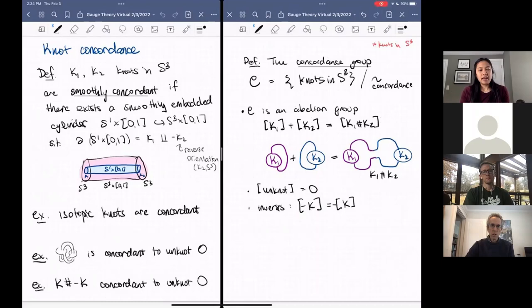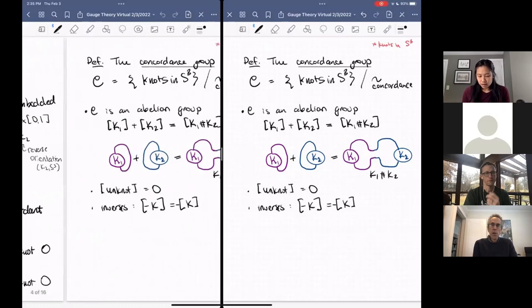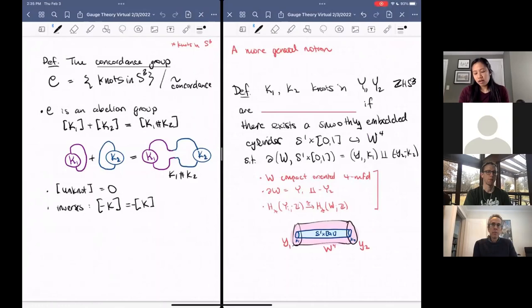But today we'll focus on studying knots that are inside of integer homology spheres that don't have to be S3, but they're living inside of three-manifolds which are homology cobordant to S3. So this is a more general notion of knot concordance, and we call this notion homology concordance.